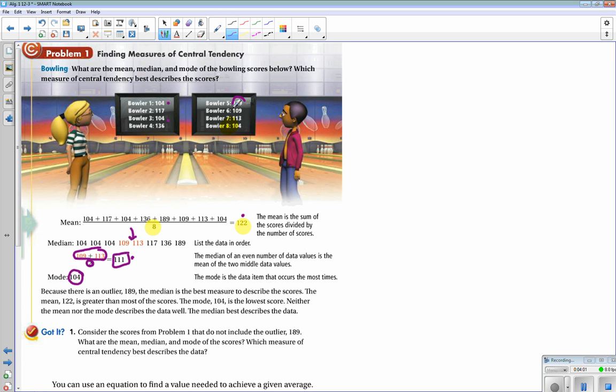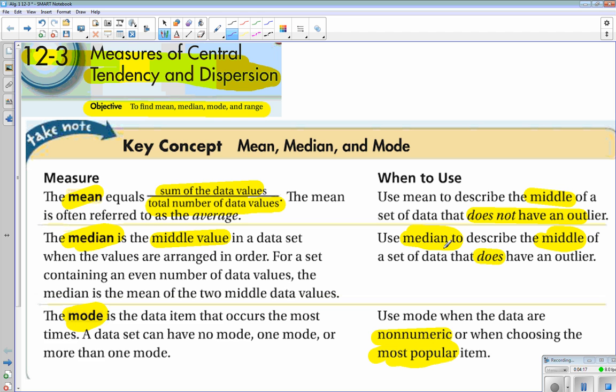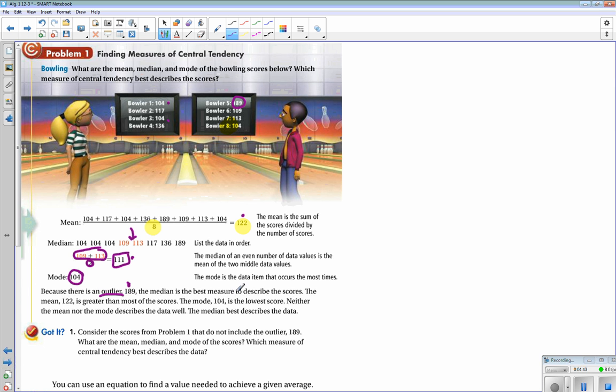The issue is this data value here. He is an outlier. We had a bowler that bowled way above what the other bowlers were able to do, so he gets to be called an outlier. Now we look at our little chart, and it says use median to describe the middle of a data set that does have an outlier, versus mode when the data are non-numeric or when choosing the most popular. Because we know we have an outlier, we had to decide whether to use the median or the mode. We have numeric data, and we're not looking at most popular. So we know that the median best describes the data.